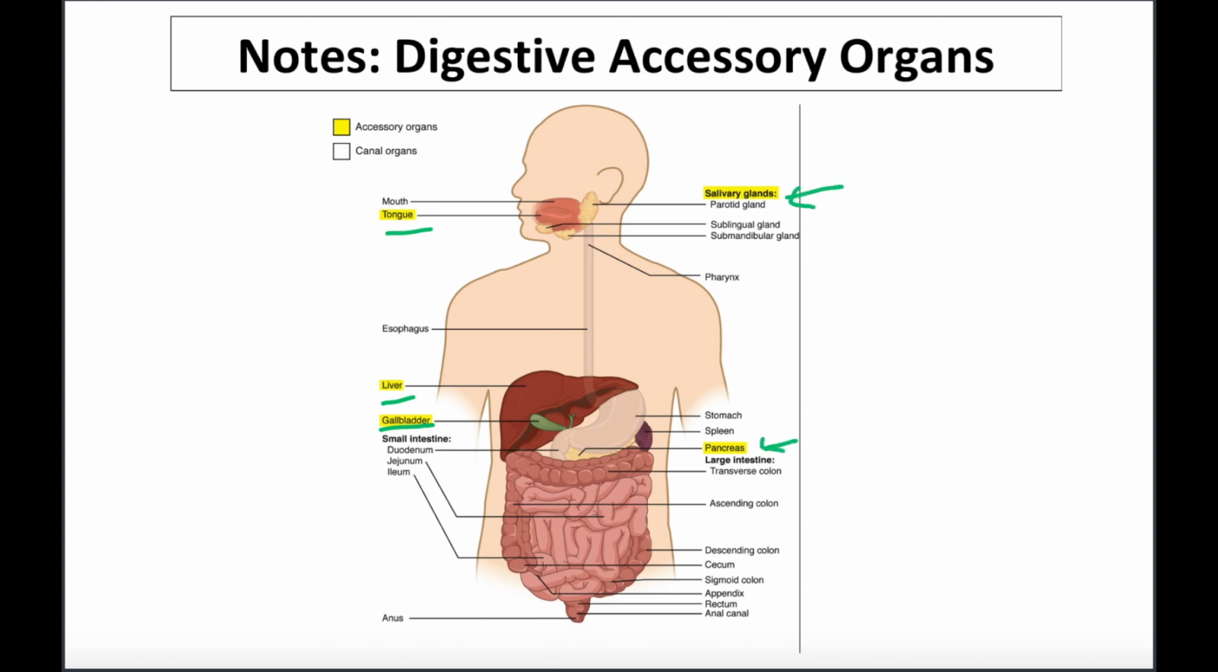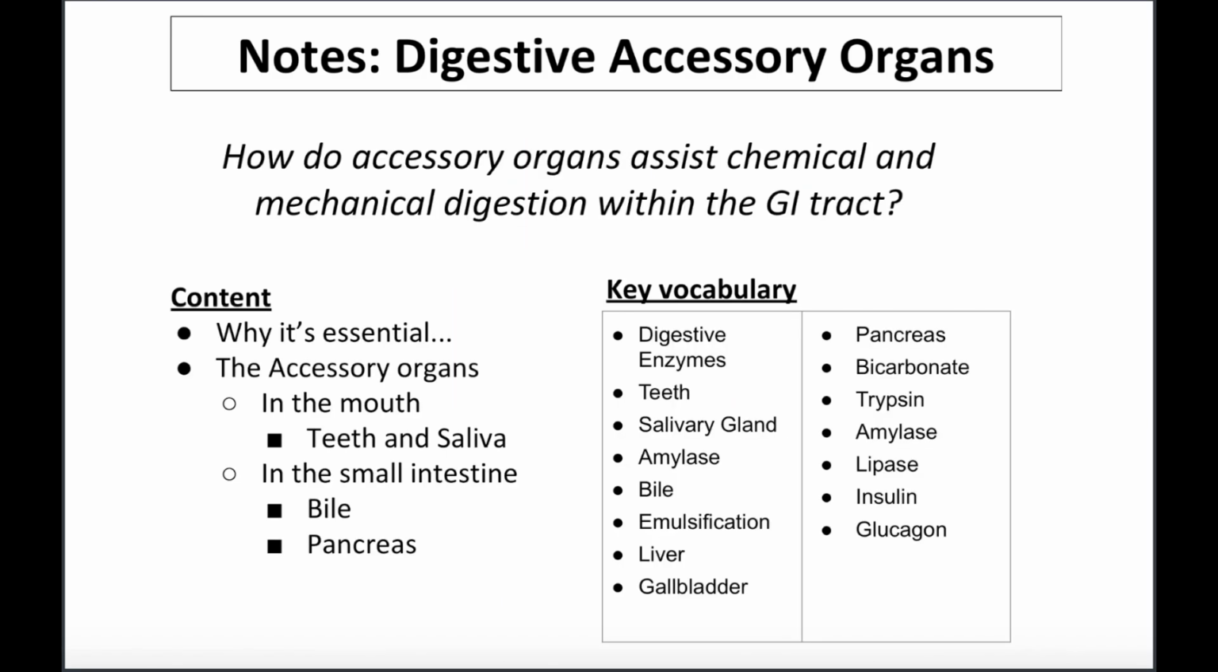Actually, we're not going to go over the tongue so much, but we are going to go over the teeth a little bit. So this is key vocab we're going to go over, and we're going to go over the function and the stuff produced by these key accessory organs.